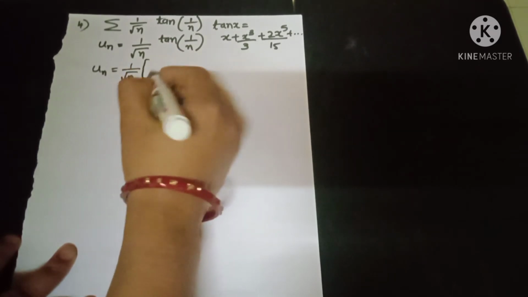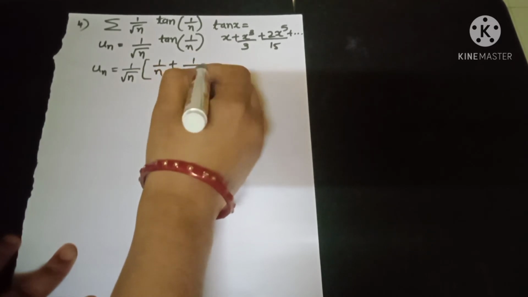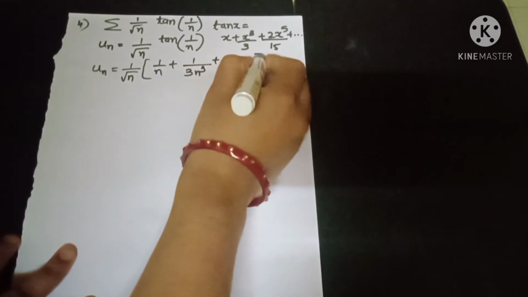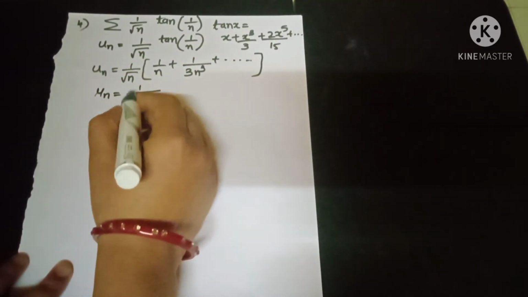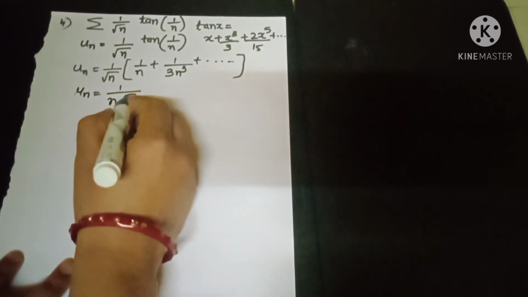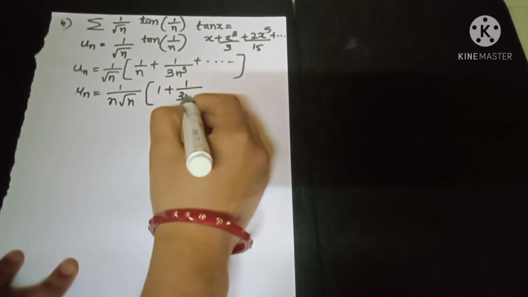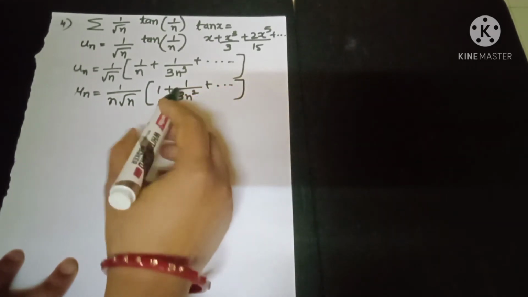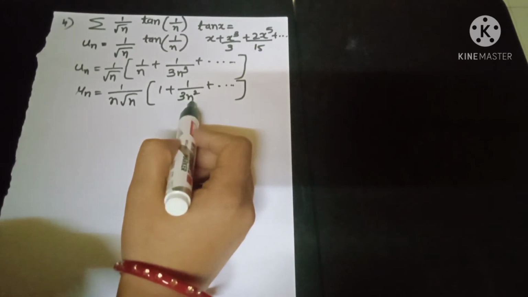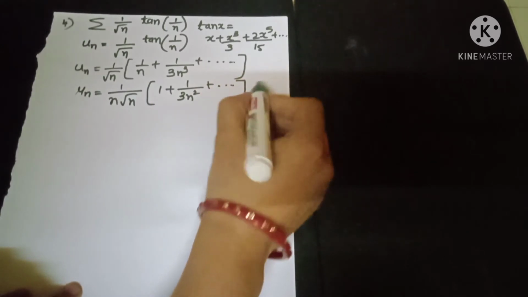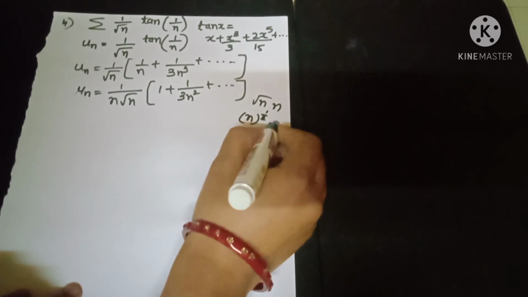So we'll expand tan of 1 by n in 1 upon root n tan 1 by n. By expanding we'll get 1 by n plus 1 by 3n cube plus etc. This is the expansion. We'll take 1 by n outside, n into root n, and 1 by 3n square plus etc. And look at this, every term is of the form 1 by n, so that applying the limit will be easy. And what will be root n into n? Root n means n to the power 1 by 2.